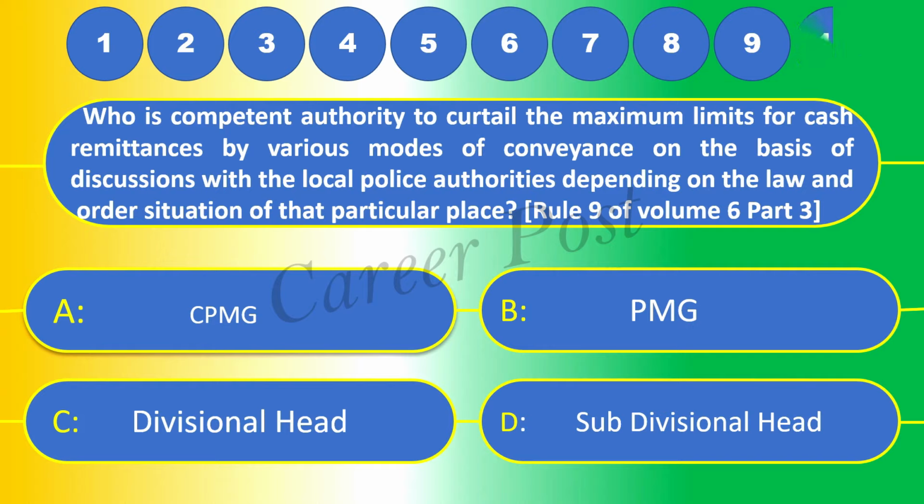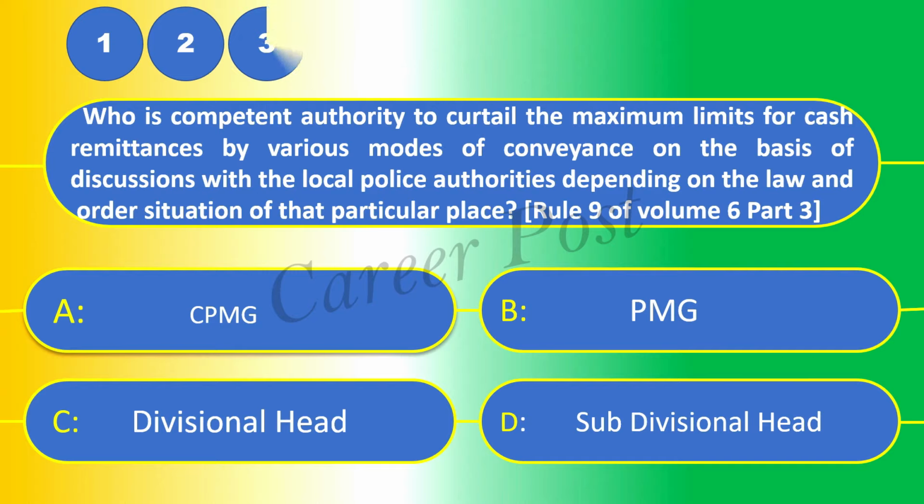What is the question? Who can curtail the maximum limits? That means, say suppose the cash remittance limit for one mode of conveyance is 10 lakhs. Then who can curtail that? Who can reduce that limit from 10 lakhs to 5 lakhs after discussing with the police authorities, depending on the law and order situation in that particular place? So the answer is CPMG. Only CPMG can do that. Even though it is for a particular place, it is entrusted to CPMG only.